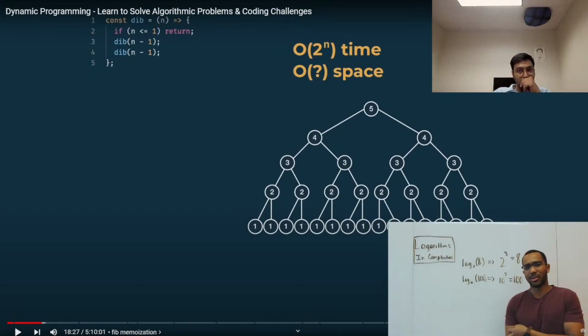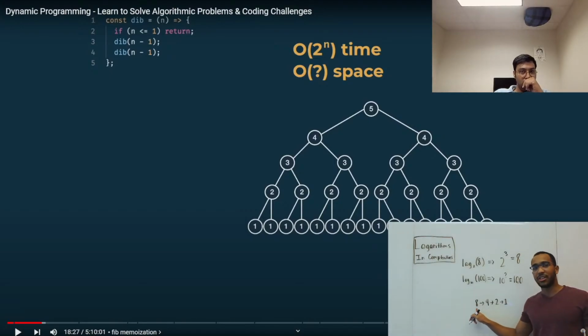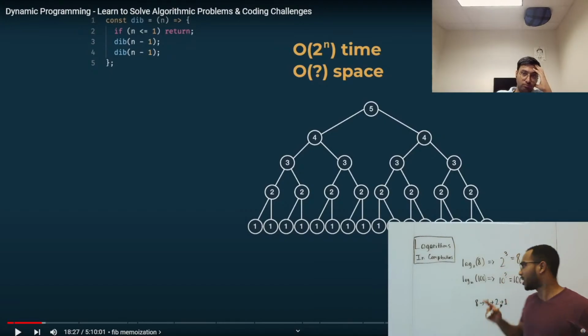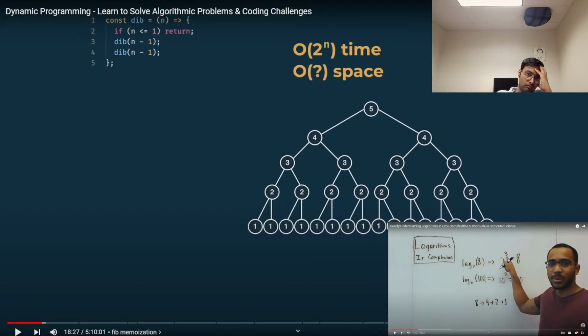So why is it 3? Let's look at what we're actually doing. Do you see how we're doing 3 divisions until we get down to 1? We go from 8 to 4, that's one cutting in half. We go from 4 to 2, that's cutting in half again. And then we go from 2 to 1. You see, we cut in half 3 times. This 3 looks familiar. That's the 3.